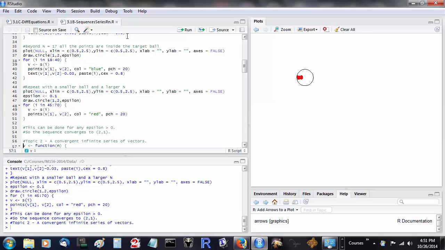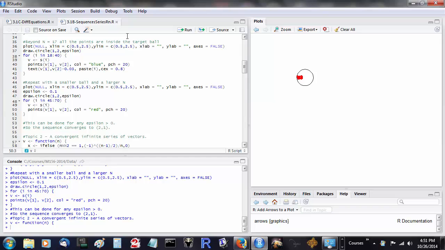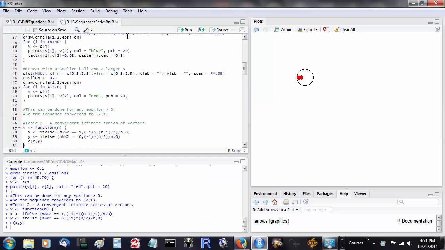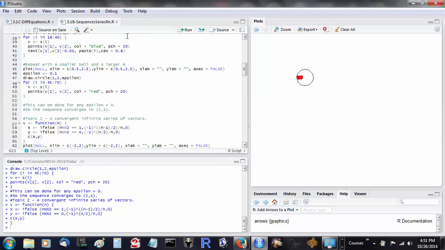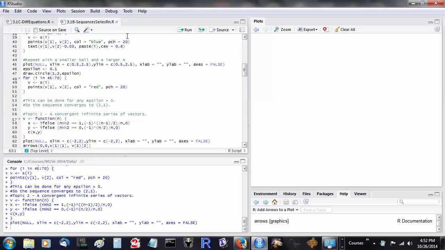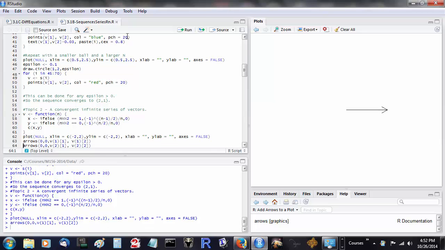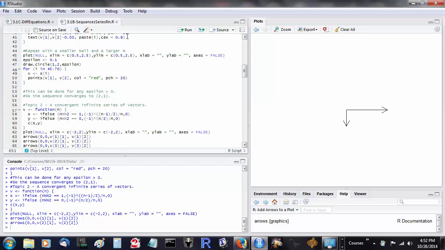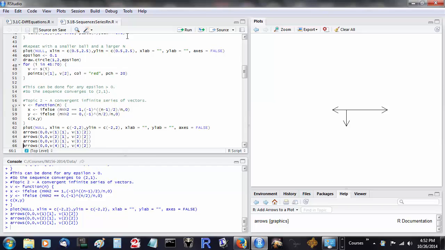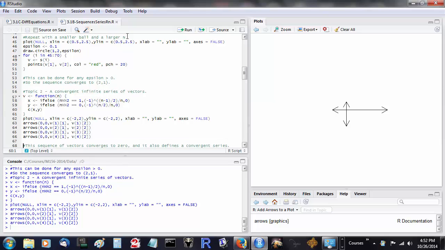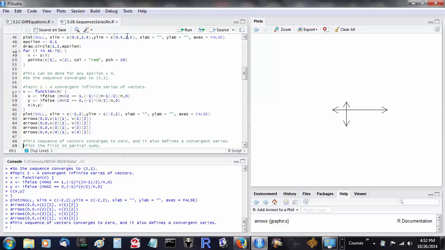Now let's look at a convergent infinite series, this time of vectors, because we can add vectors together and make infinite series. So don't worry about what this function does. You'll see clearly enough how x and y are being generated when I plot the first 4 of them. V of 1 gives me a vector of 1 unit to the right. V of 2 is half a unit pointing down. 3 is a third of a unit pointing left. 4 is a fourth of a unit pointing up. This sequence of vectors clearly converges to 0, but it can also be used to define a convergent series.